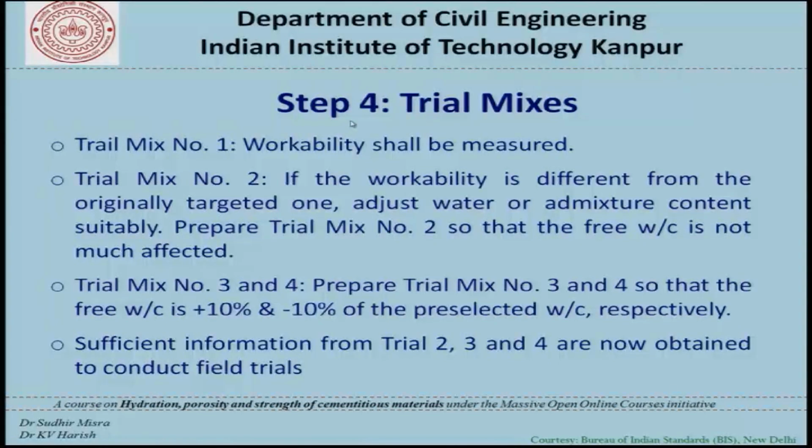So finally, step 4, once we arrive at the different volume proportions, we have to do trial mixtures. What Indian standards suggest is, we have to do trial mixture 1 and check whether the workability that we targeted or assumed has been obtained. For trial mixture number 2, if the workability is different from the originally targeted one, adjust water or admixture content suitably. Prepare trial mixture number 2 so that the free water to cement ratio is not much affected. Prepare trial mix number 3 and 4 so that the free water to cement ratio is plus 10% and minus 10% of the pre-selected water to cement ratio respectively.